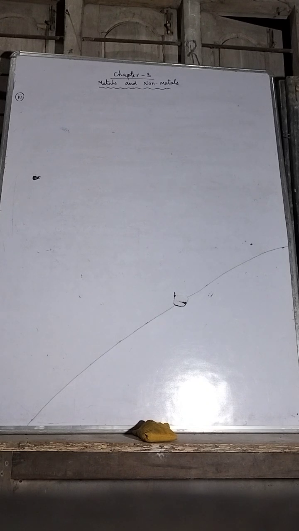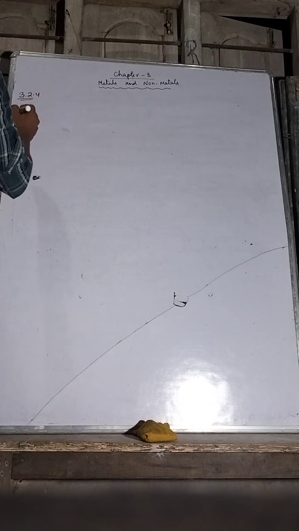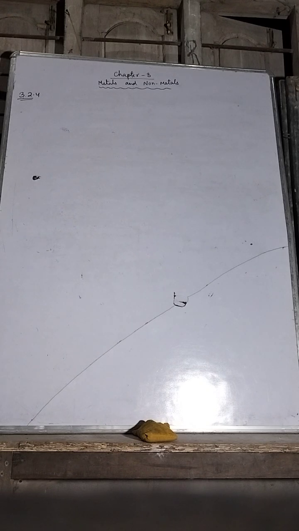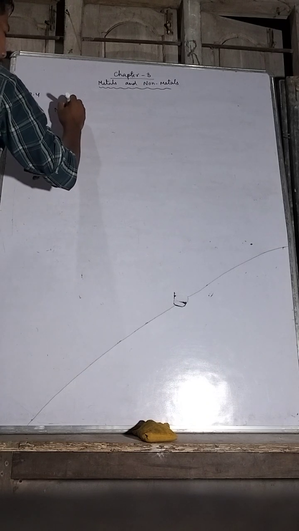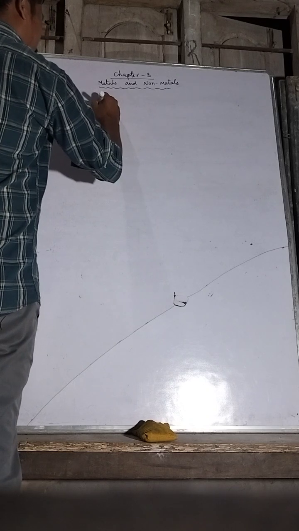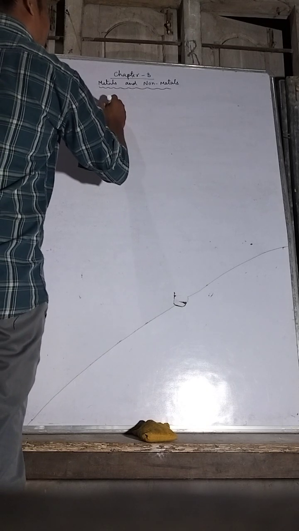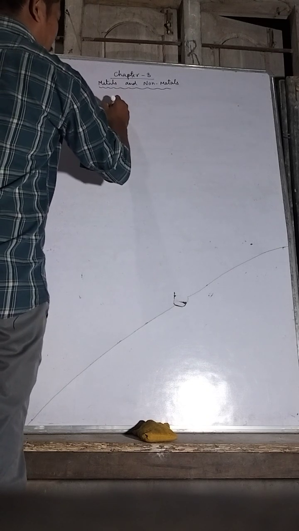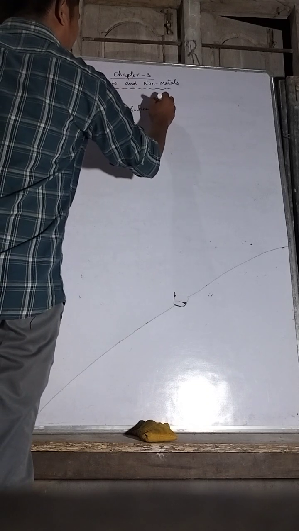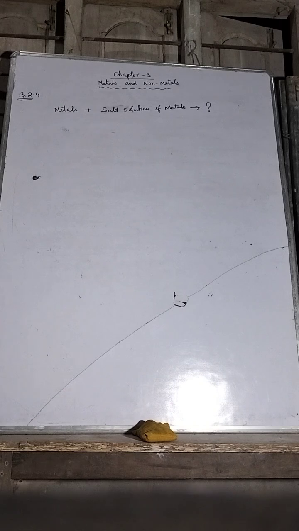How do metals react with solution of other metal salt? 3.2.4. How do metals react with solution of other metal salt? So we have to see, we have already seen this, how do metals react with salt solution of metal. Is it the fourth number point? So how do metals react with the salt solution of metals?